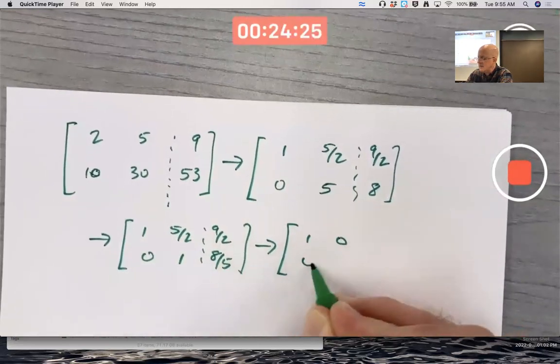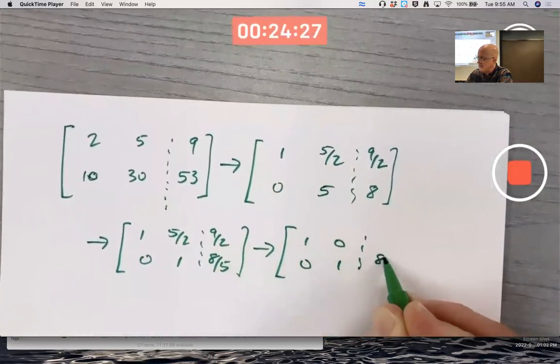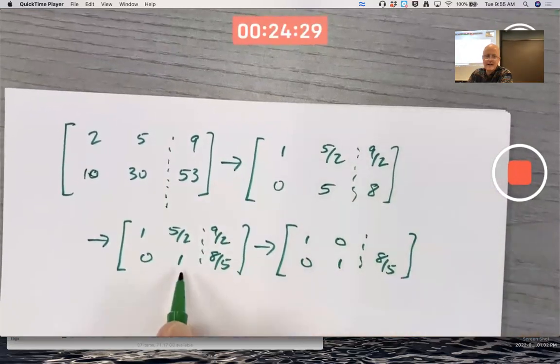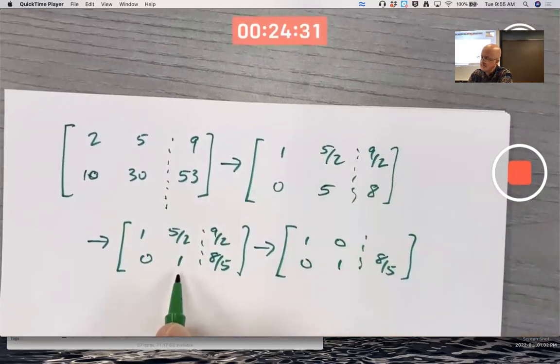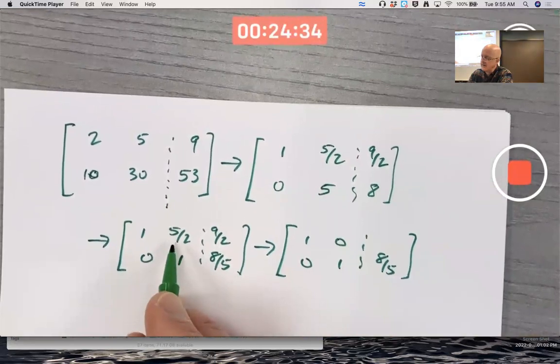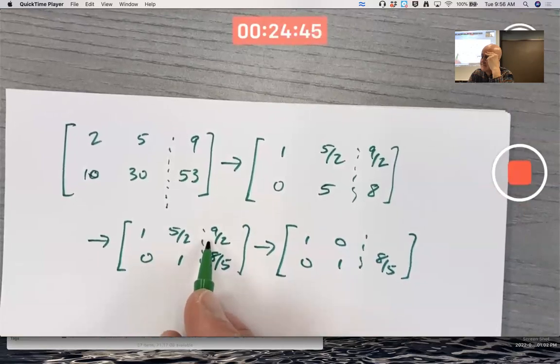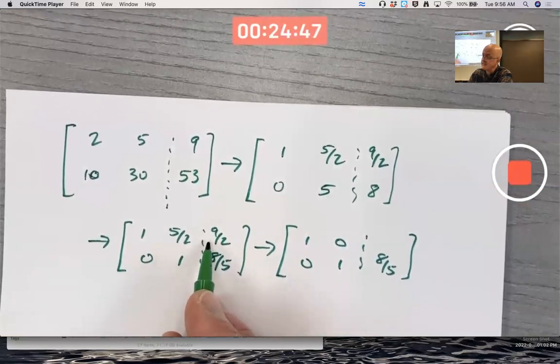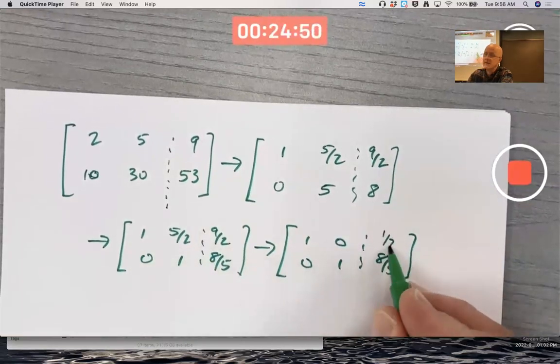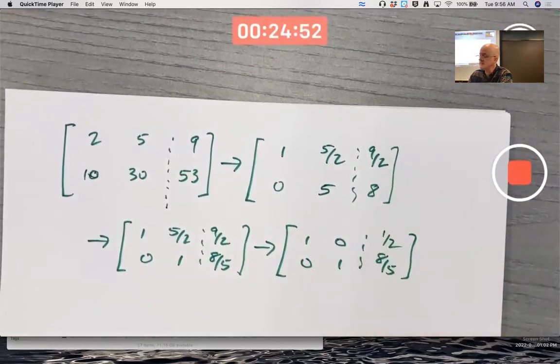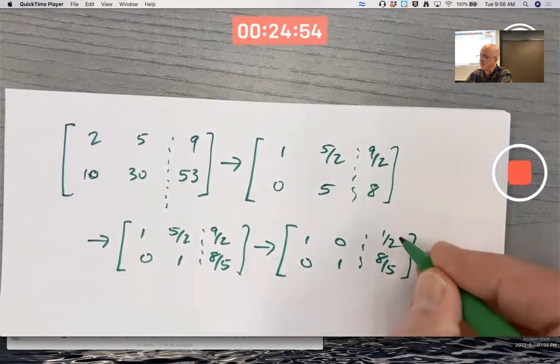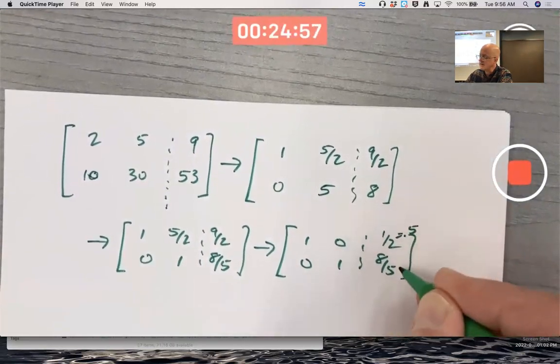And now multiply the second row by -5/2. Add it to the first row to get a 0 there. 8/5 times -5/2. The 5s will cancel. We'll get -4. Right? 8/5 times -5/2 will be -4. -4 plus 4.5 will be 1/2. Yeah, the numbers come up fairly nice. Even have exact decimal representations that are not repeating.